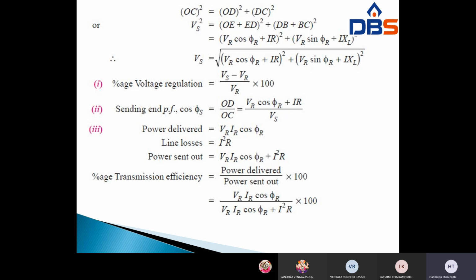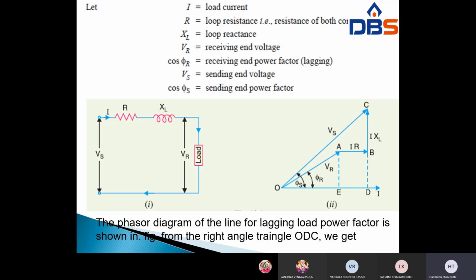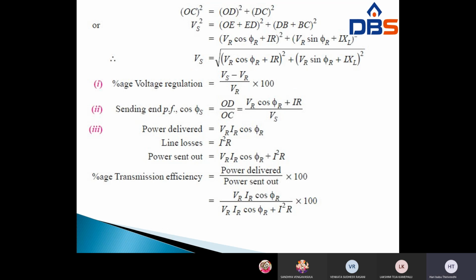So from the triangle OD by OC, cos phi S is equal to adjacent by hypotenuse, right? Adjacent OD by hypotenuse OC. OD, already this is the OD, OD means VR cos phi R plus IR, divided by VS. Sending end power factor cos phi S is equal to (VR cos phi R plus IR) by VS. Power delivered is VR IR cos phi R.